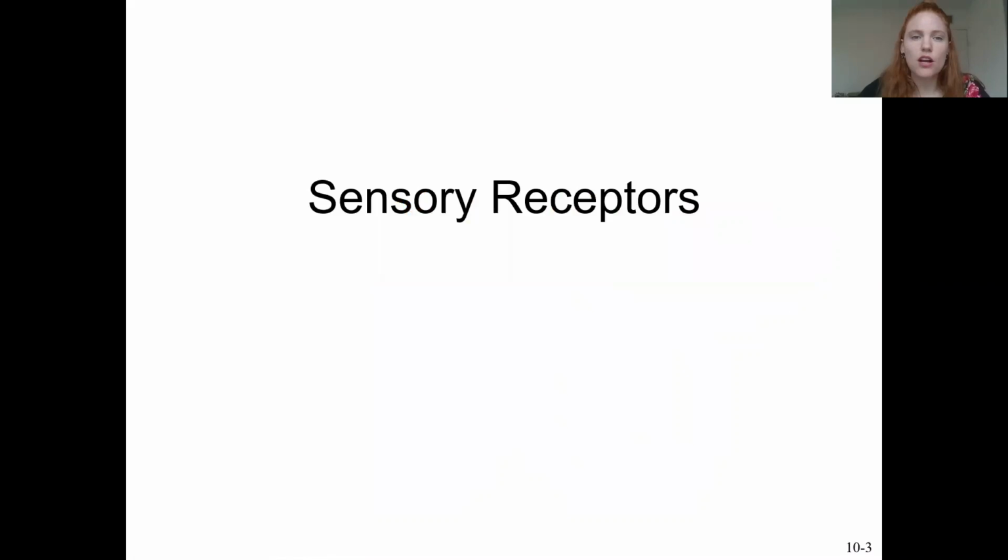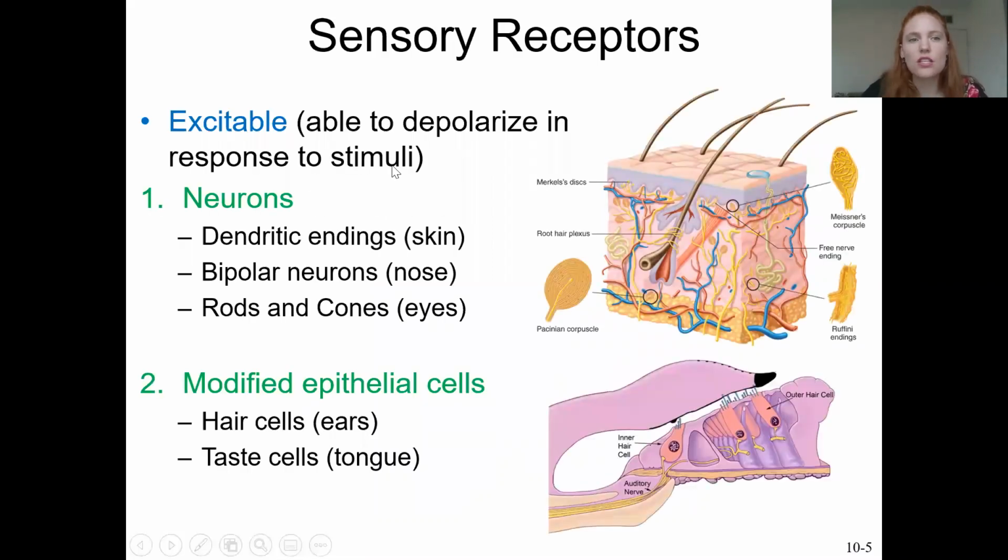Okay, so let's first start with talking about sensory receptors. These are specialized cells that are excitable, which means that they are able to create electrical impulses. They depolarize, which just means they change in charge, which is electricity. And there are two different types. We have neurons, so these would be sensory neurons that both receive the sensory input and take it all the way to the brain. Then we also have modified epithelial cells that then synapse or connect to sensory neurons.